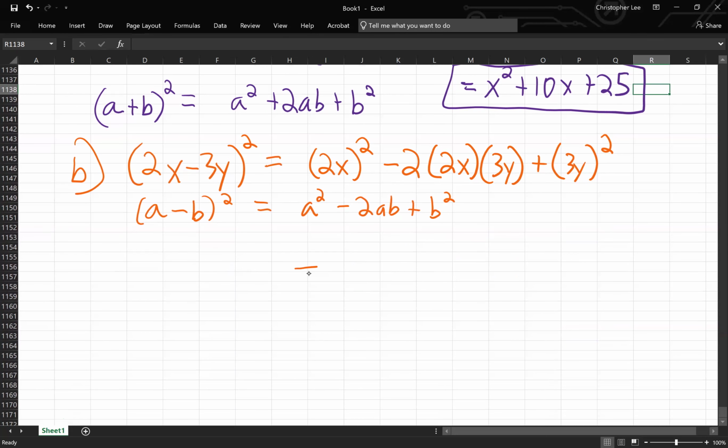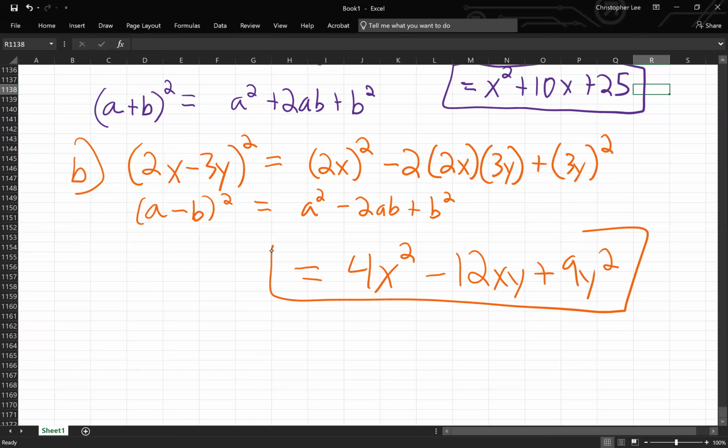Anyway, finishing this up, 2x squared, this is what? 4x squared. Negative 2 times 2x is negative 4x. Negative 4x times 3y, that's going to be negative 12xy plus 9y squared. That's my final answer.